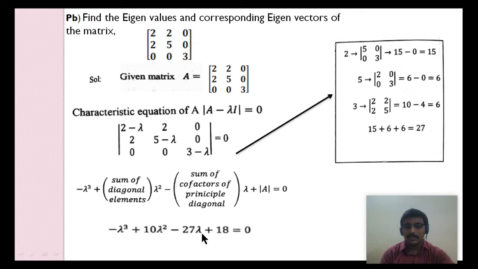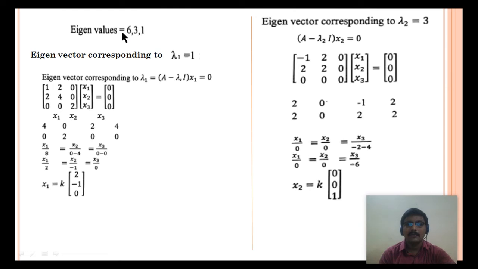Solving this equation to find the latent roots, this cubic polynomial is solved by using synthetic division or Horner's method. Solving this equation, we have eigenvalues 6, 3, 1. For each eigenvalue there corresponds an eigenvector. Eigenvector corresponding to lambda 1 equal to 1.